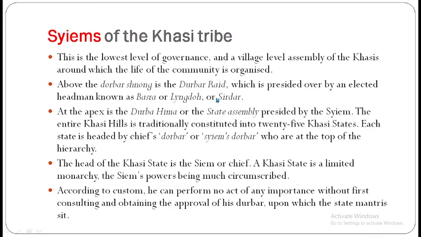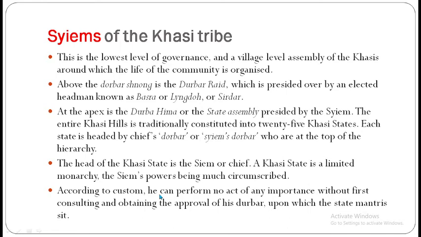And above the Durbar Red, at the apex, there is the Darbar Hima or the State Assembly, presided by the Siam. The entire Khasi Hills is traditionally constituted into 25 Khasi states. Each state is headed by a chief, Darbar or Siam's Darbar, who are at the top of the hierarchy. The head of the Khasi state is the Siam or chief. A Khasi state is a limited monarchy, the Siam's powers being much circumscribed.